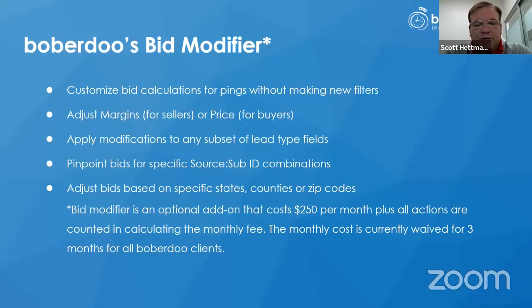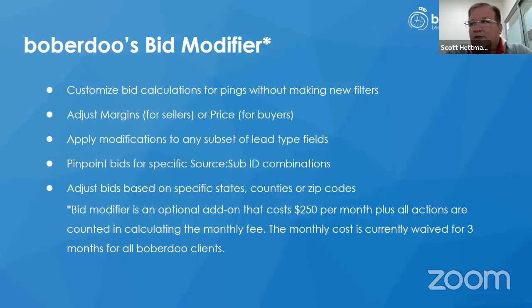So this allows both lead buyers and lead sellers to make adjustments. Lead buyers could make adjustments to the price or the actual bid being returned back to the vendors, and lead sellers can adjust the margin based off of that incoming ping to adjust the bid that they're going to return back, based not only off of who they're going to sell the lead to and how much, but also those incoming pings.